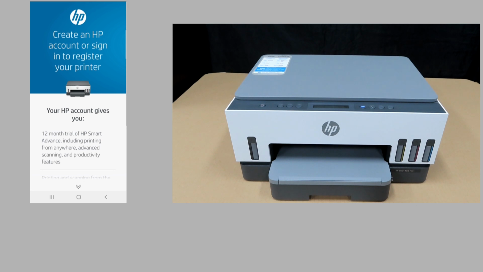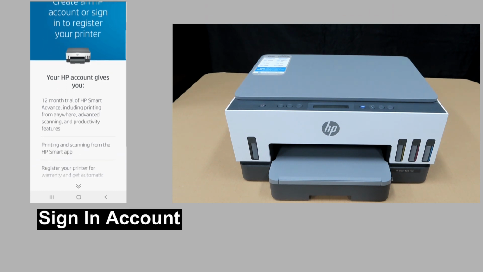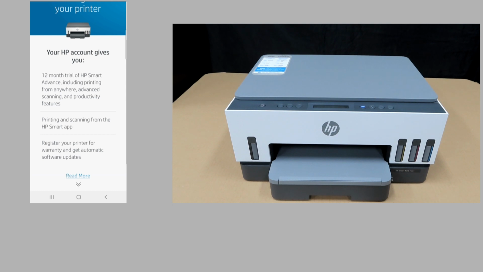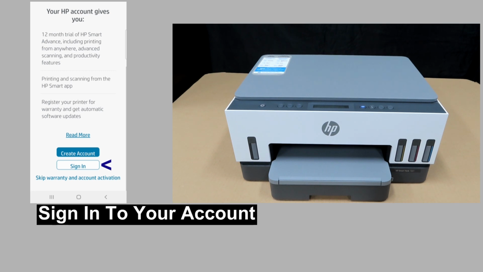Create an HP account or sign in to register your printer. We'll sign in to register our printer since we already have an account. That will give us a 12-month trial of HP Smart Advance, printing and scanning from the HP Smart app, and register our printer for warranty and get automatic software updates. Let's sign in.